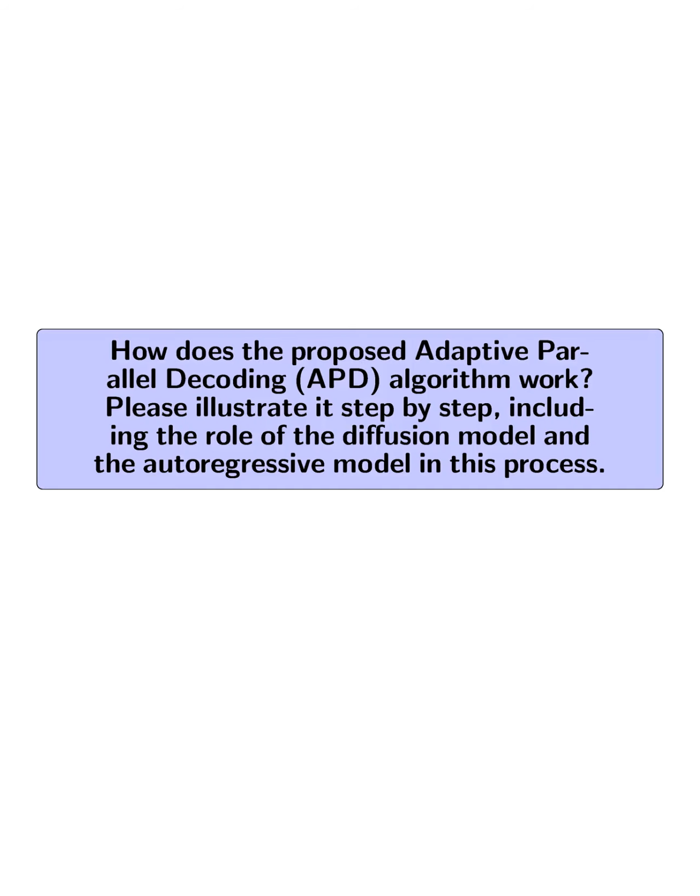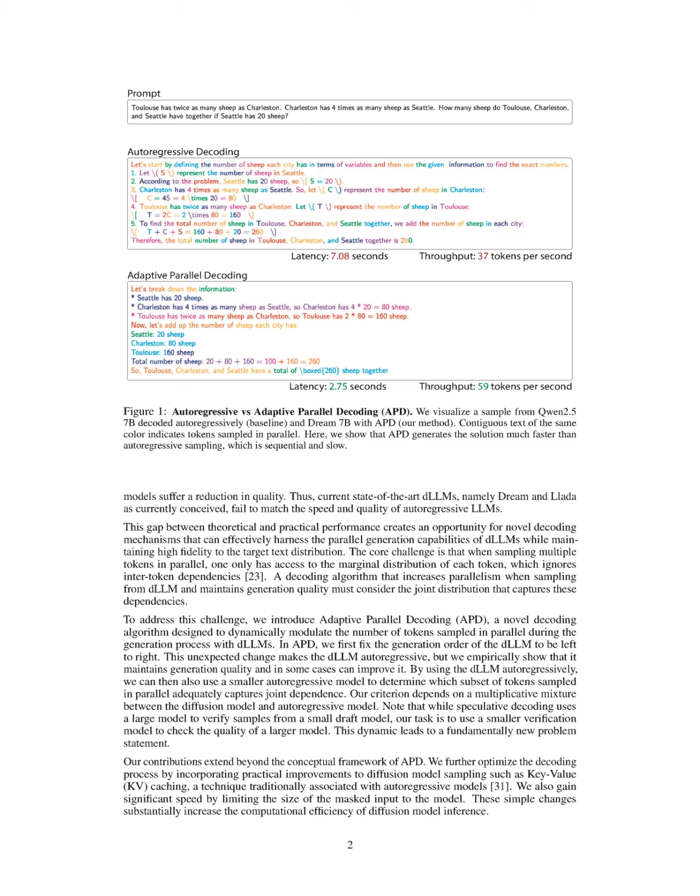methods. How does the proposed adaptive parallel decoding APD algorithm work? Please illustrate it step by step, including the role of the diffusion model and the autoregressive model in this process. The adaptive parallel decoding APD algorithm operates by leveraging both a diffusion model and a smaller autoregressive model to optimize the token generation process. First, the algorithm samples tokens from the diffusion model, P_D, in a left-to-right manner, which allows it to maintain autoregressive properties while generating tokens.